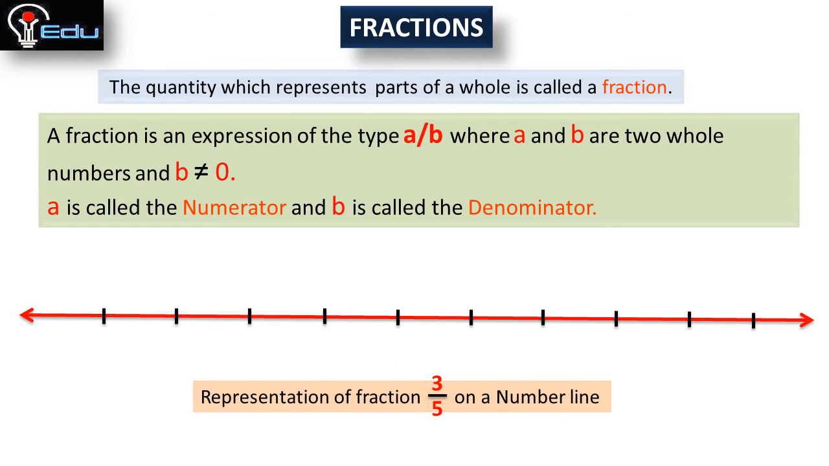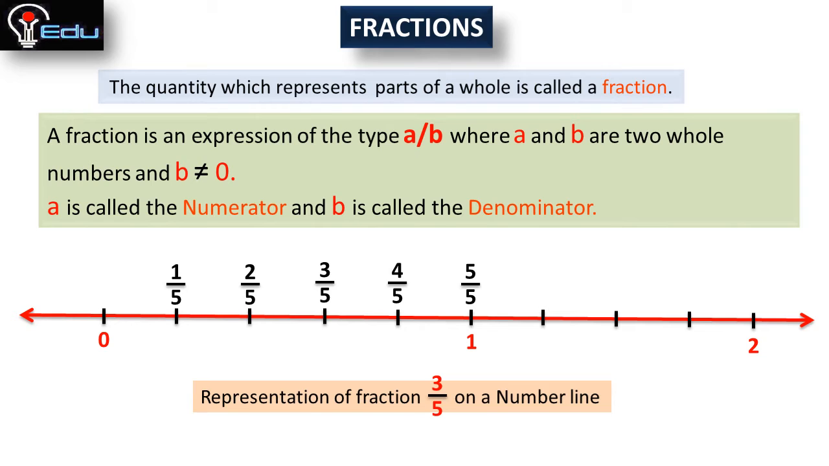This is the number line. First we have to divide the number line into whole numbers, that is 0, 1, 2. After that, if we have to represent the fraction 3 out of 5 parts, we have to divide 0 to 1 into 5 equal parts, that is 1 by 5, 2 by 5, 3 by 5, 4 by 5 and 5 by 5. Here we have 5 equal parts from 0 to 1.